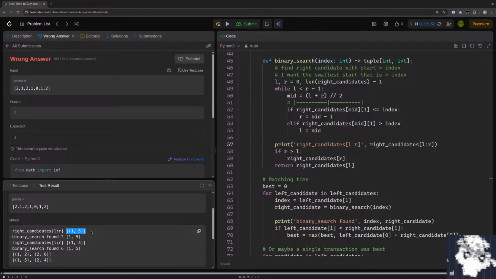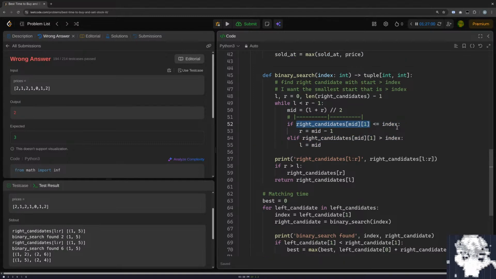1.15, so we've already gotten rid of the thing we're looking for. So we must not be doing this properly. If our midpoint is less than or equal to the index, that means our midpoint cannot be the answer, so we can do plus or minus 1 on it.